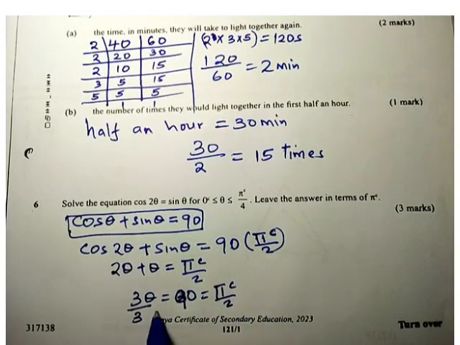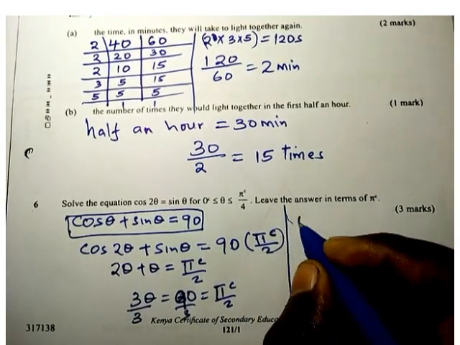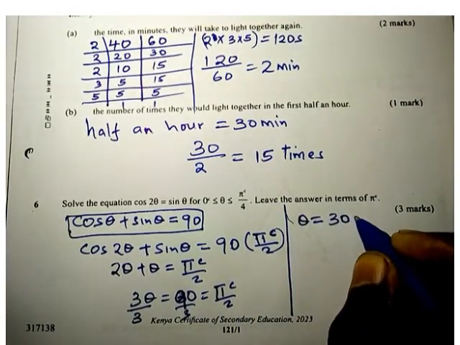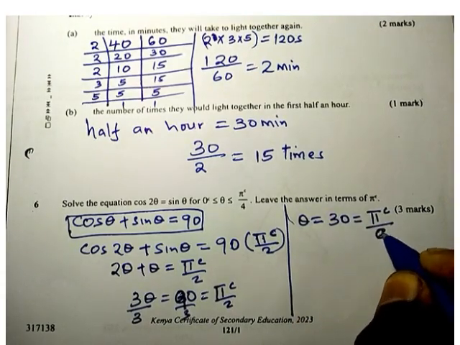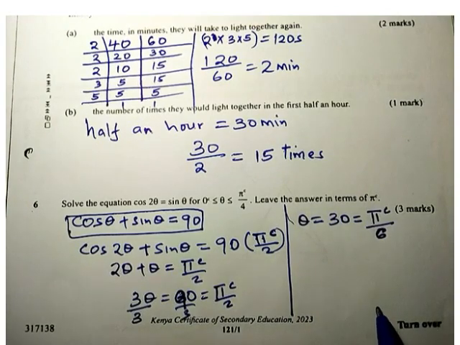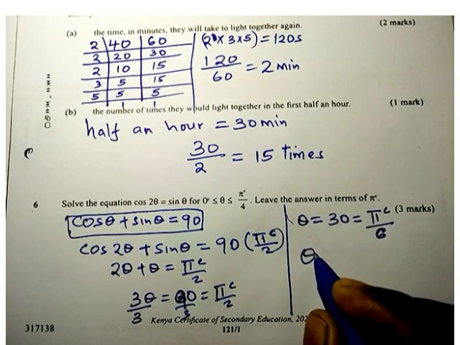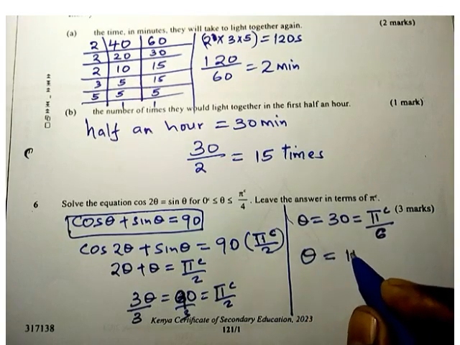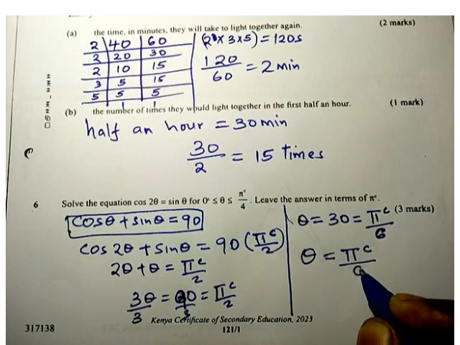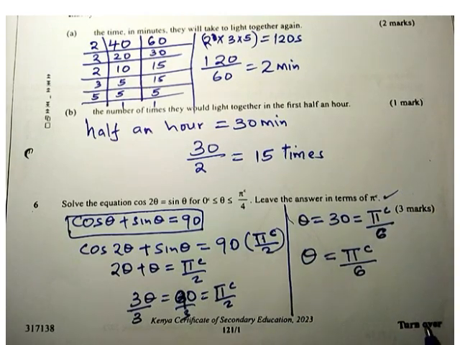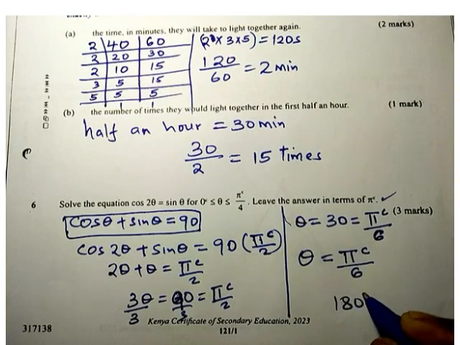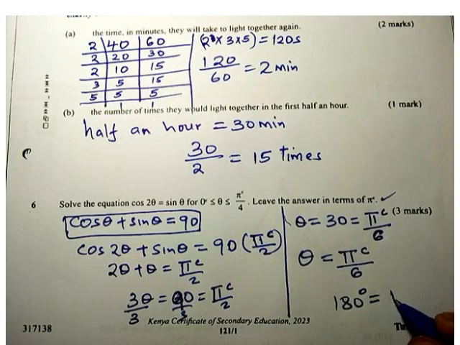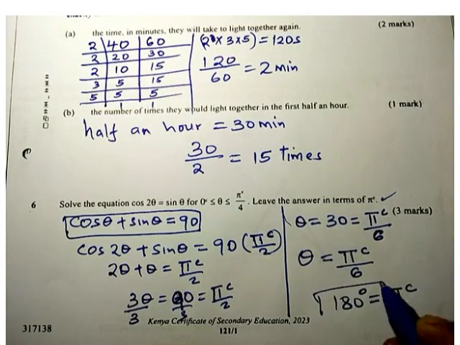So we want the theta. So theta itself is equal to 30, and 30 is the same as pi radians divided by 6. So we were asked to find the theta, and the answer is pi radians over 6, because the answer was supposed to be left in radians. Remember, 180 degrees is the same as pi radians. You should always remember that.